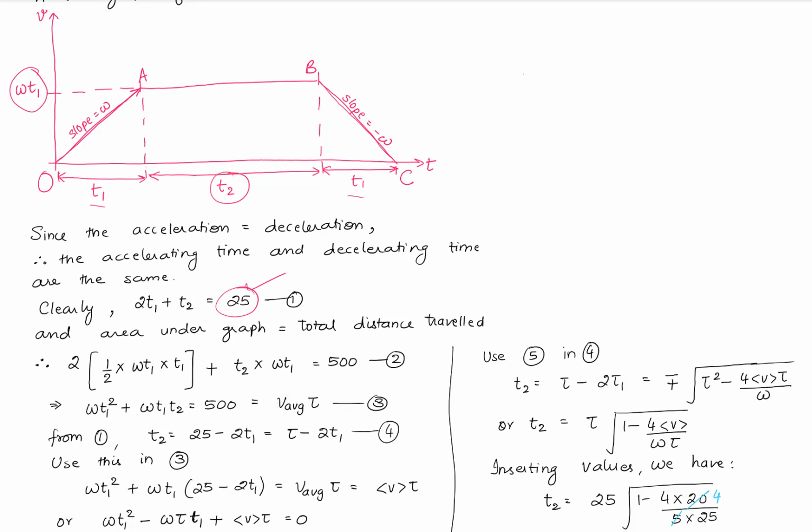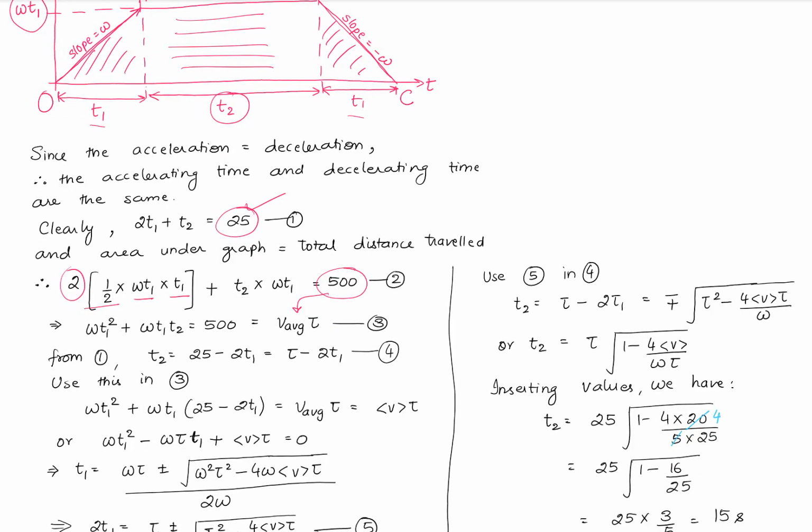Second, the area under the graph is the total amount of distance traveled. The area under the graph is the area of these two triangles. So we have 2 times half into base into height plus the area of this rectangular shaded region. So that is t2 into omega t1, all that should be equal to 500. We would like to express this 500 in terms of V average into tau. So 1 and 3 are a set of two equations in two variables t1 and t2.